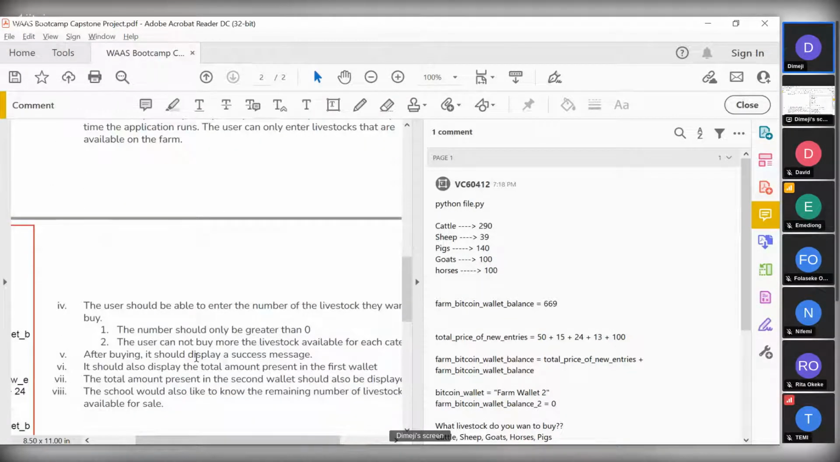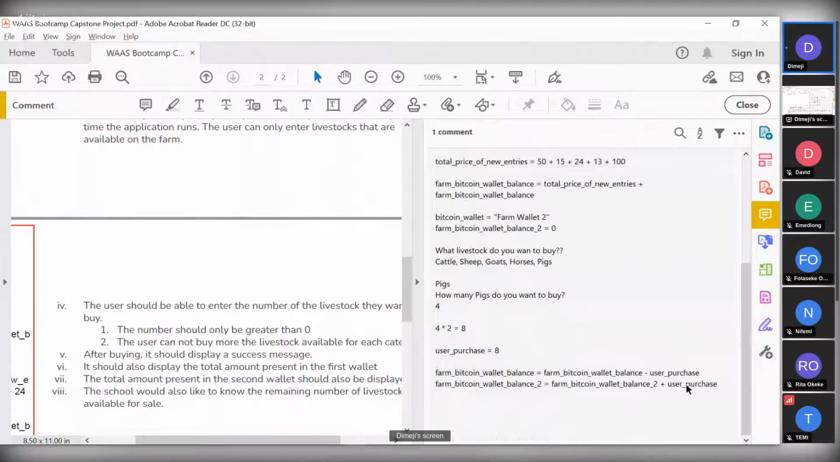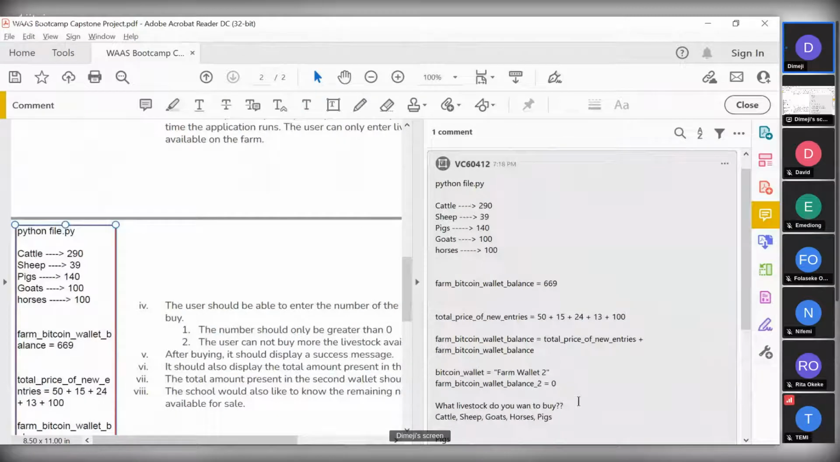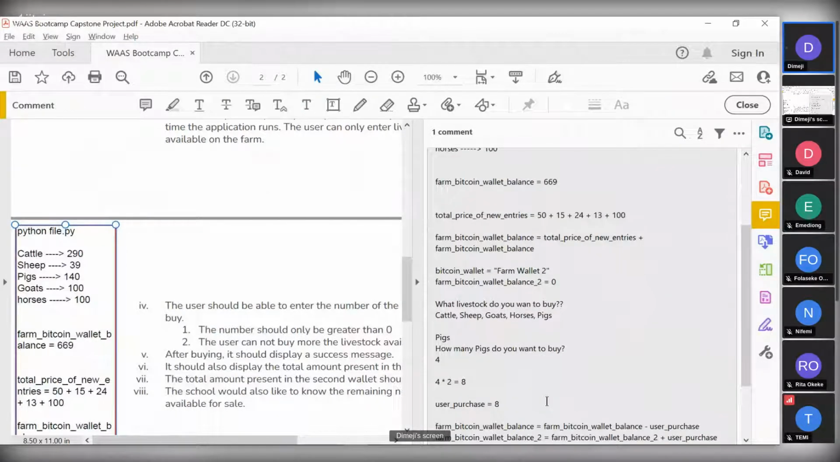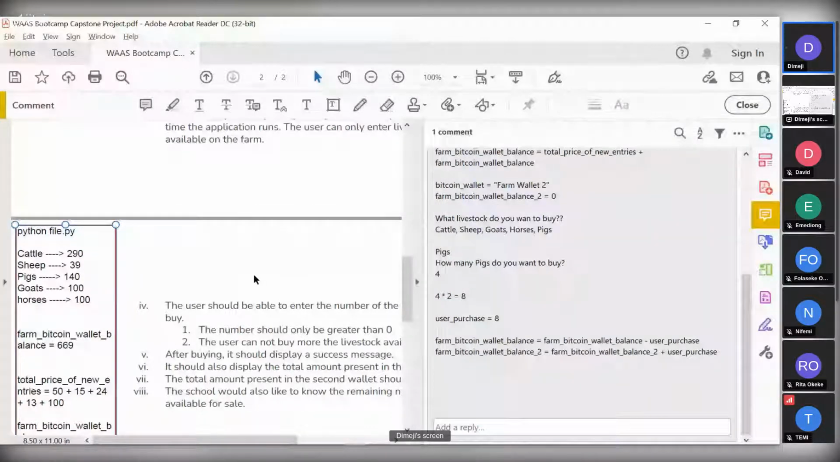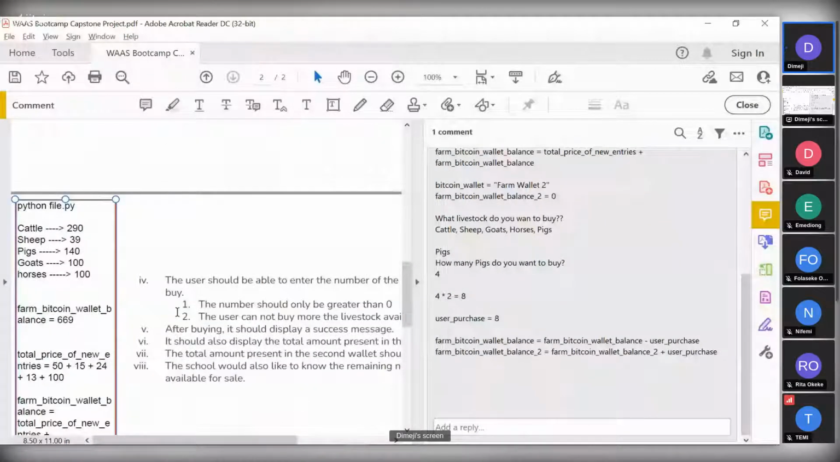Now, finally, for that question, after buying, it should display a success message. Now, a success message is just like, say, congratulations, you just bought 5 pigs or something, or thank you for buying so and so with us. Do you understand? So that's what V is asking us to do.